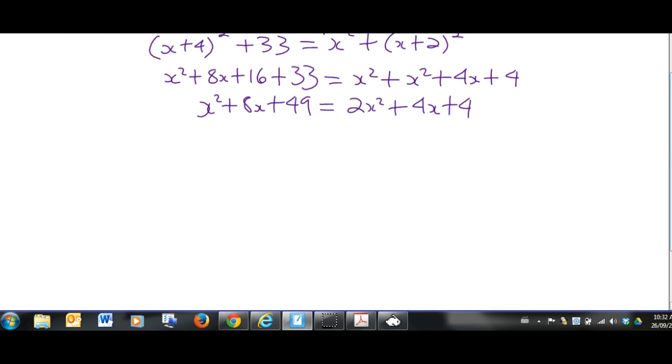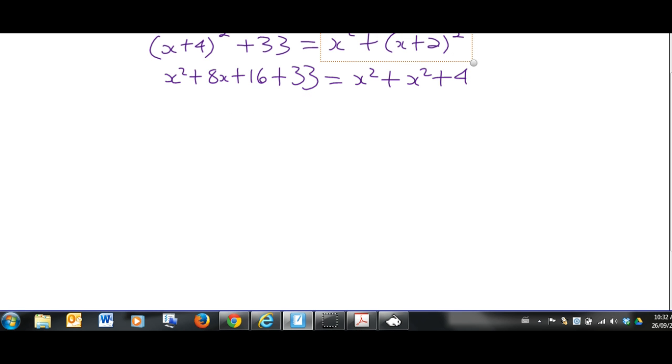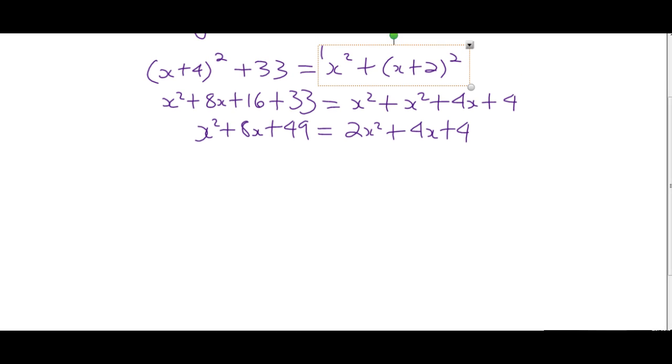Drag that down. No, it's not going to move it. Let's put that back up. Okay, hang on. Just move the frame. Okay, back in position.